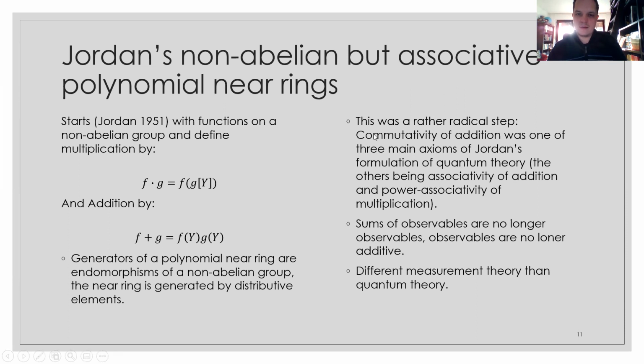What's important here, commutativity of addition was one of the basic axioms which Jordan could also derive from the formalism of quantum theory. So here Jordan really moved beyond quantum theory, because commutativity and associativity of addition and power associativity of multiplication belong to the main basic axioms of quantum theory. And in this case, you could not add two observables and get another observable. So the sums of observables would not be additive. And you would have to develop a totally different measurement theory than the measurement theory which is used in quantum theory.